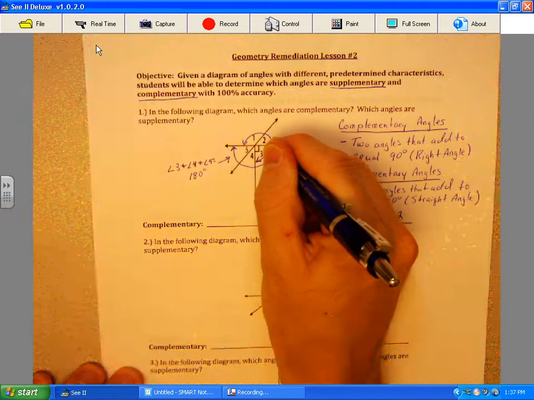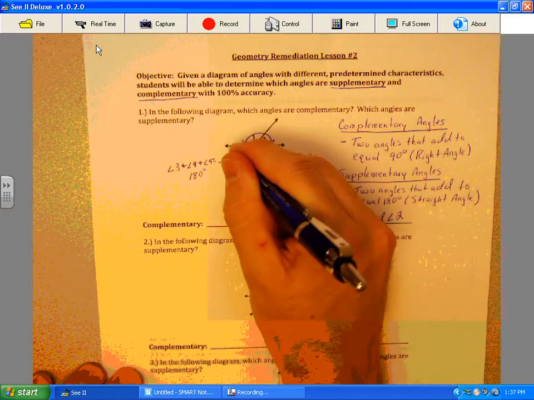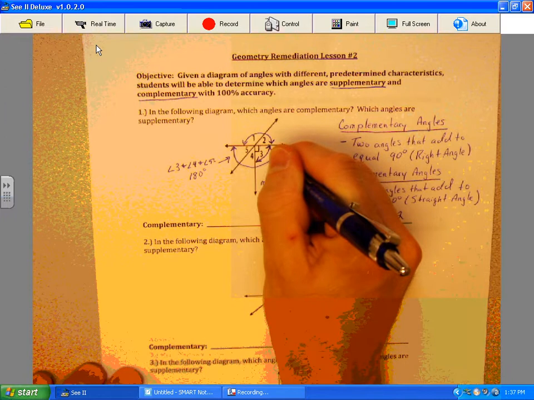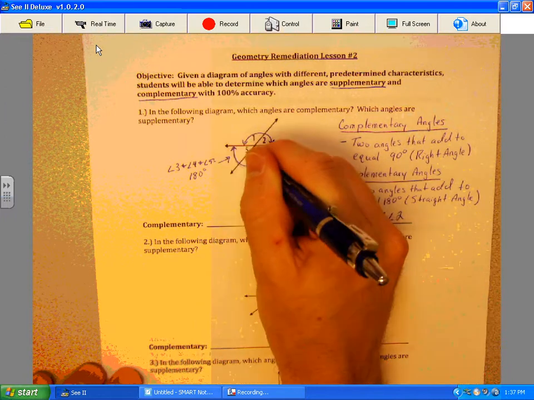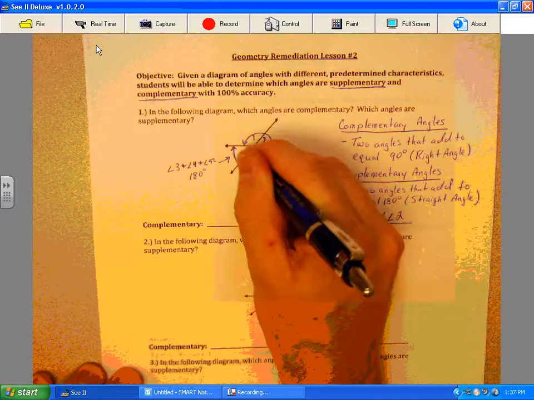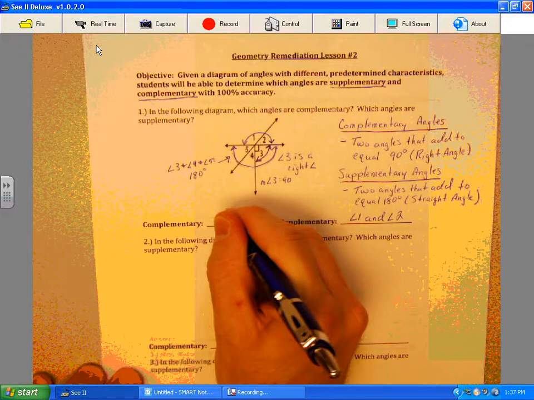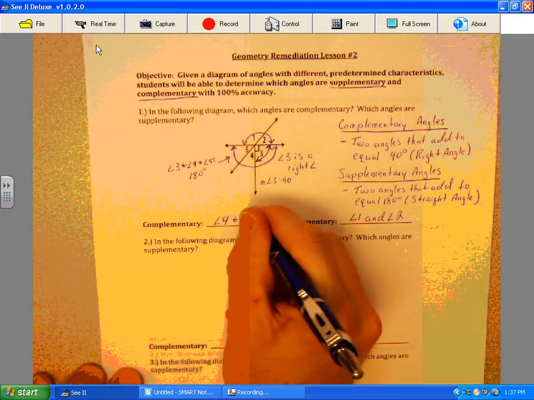And we know that this whole larger angle here is 180. So this here is 90, all of it is 180. That means 4 and 5 together have to be 90 degrees. So since 4 and 5 together are 90 degrees, they would be our complementary angles. Angle 4 and angle 5 are complementary.